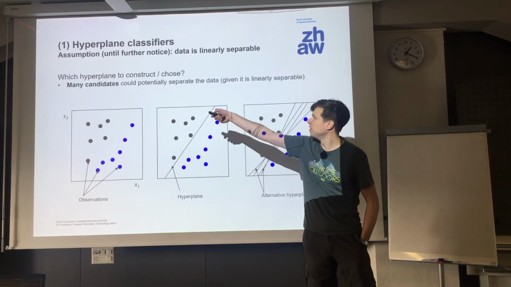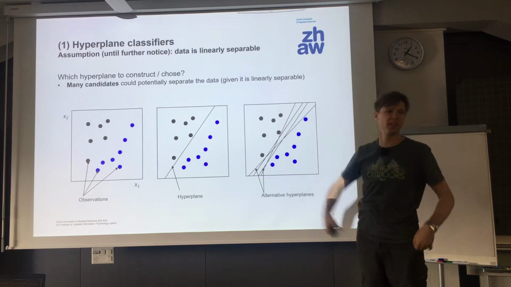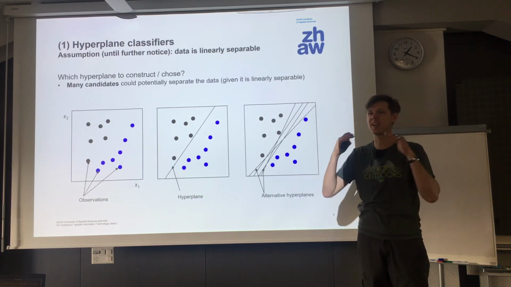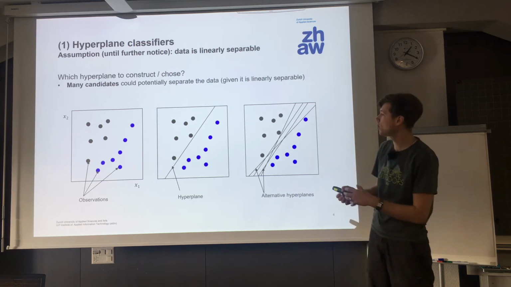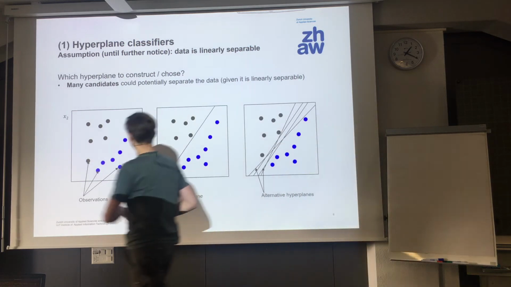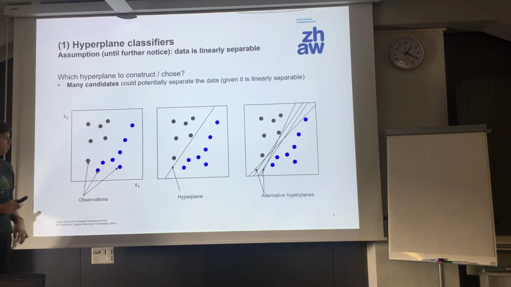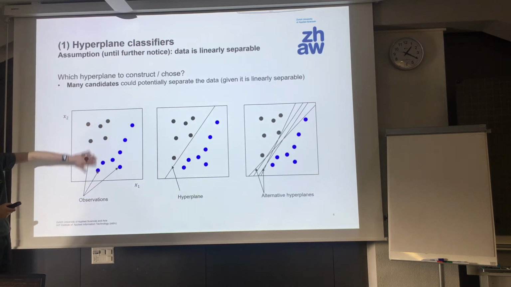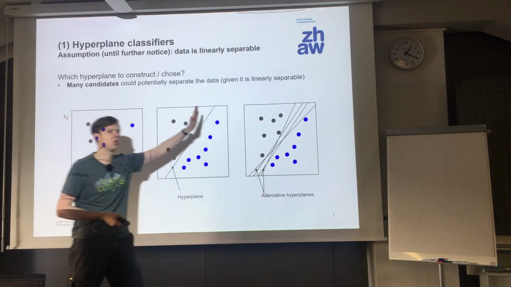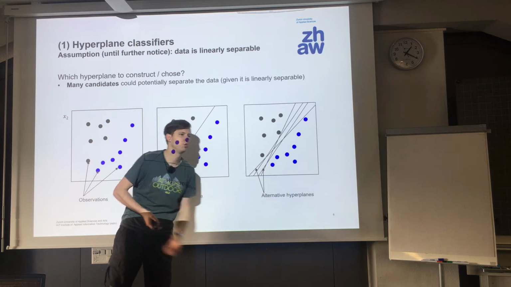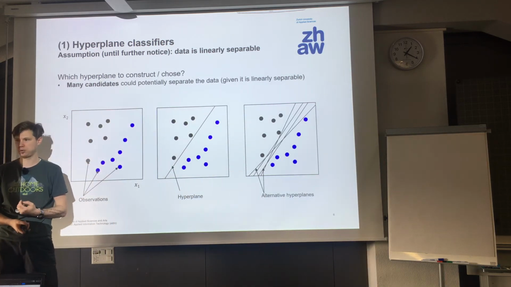So first idea, the hyperplane classifier. Our assumption at the moment is the data is linearly separable. So we can find a hyperplane that separates the data points. The question is which hyperplane do we find? Look at this plot of data points, 2 classes, the black and the blue. We have plotted our observations. Here's a hyperplane that separates the data, but of course, we can draw lots of different hyperplanes that separate the data. The question is, which one is the best one?